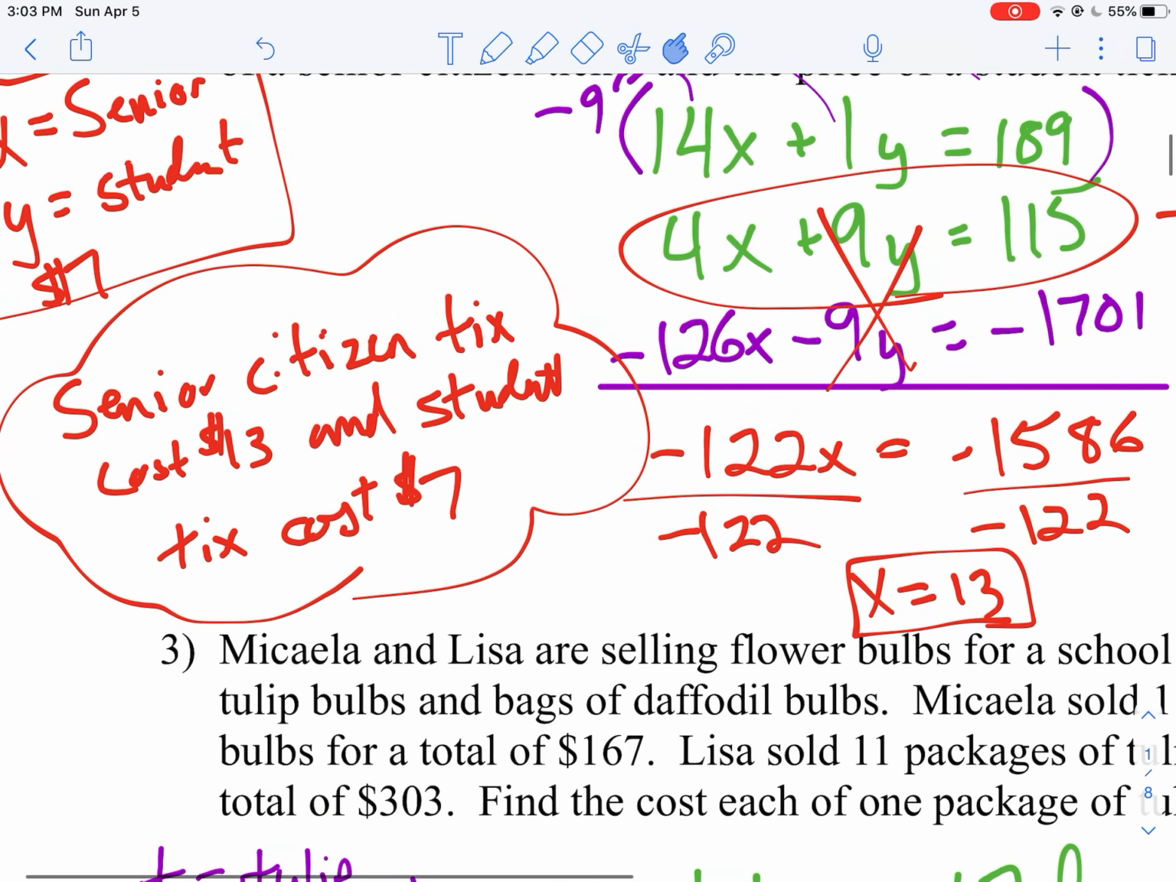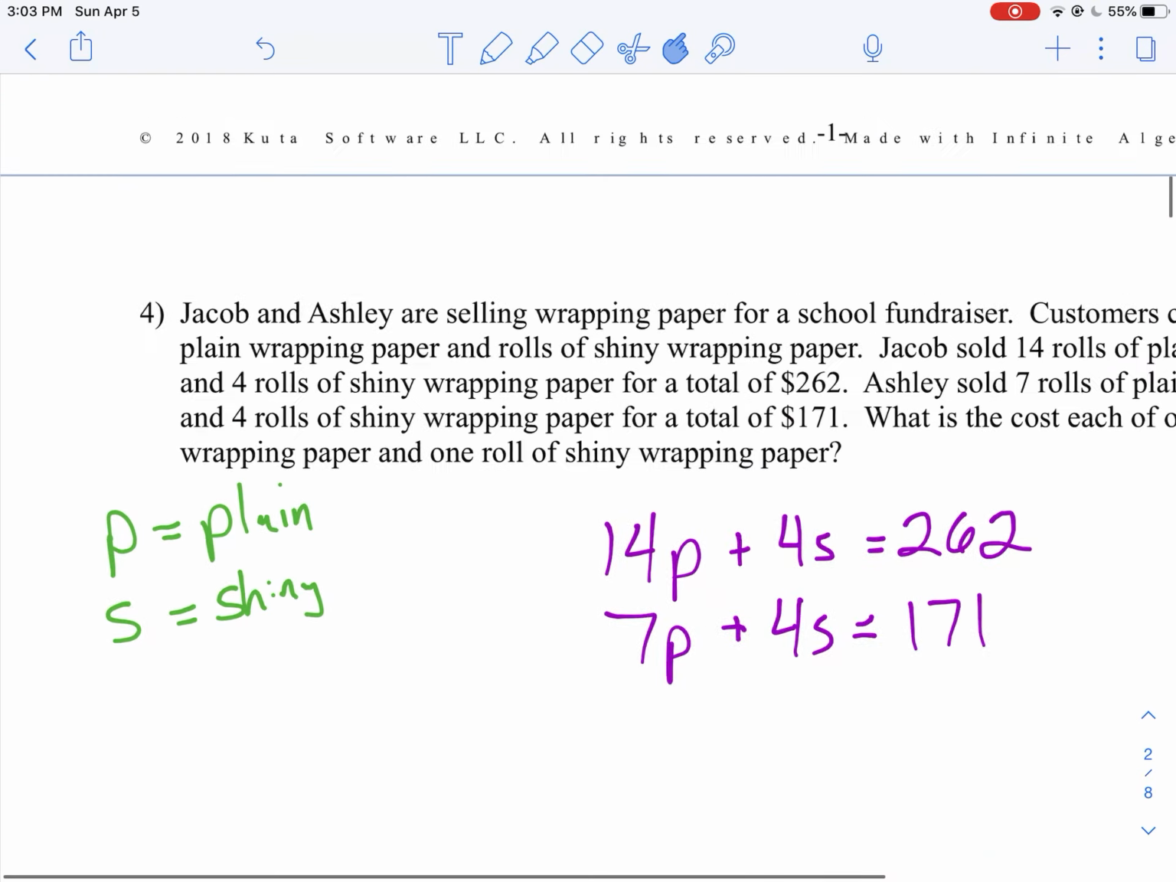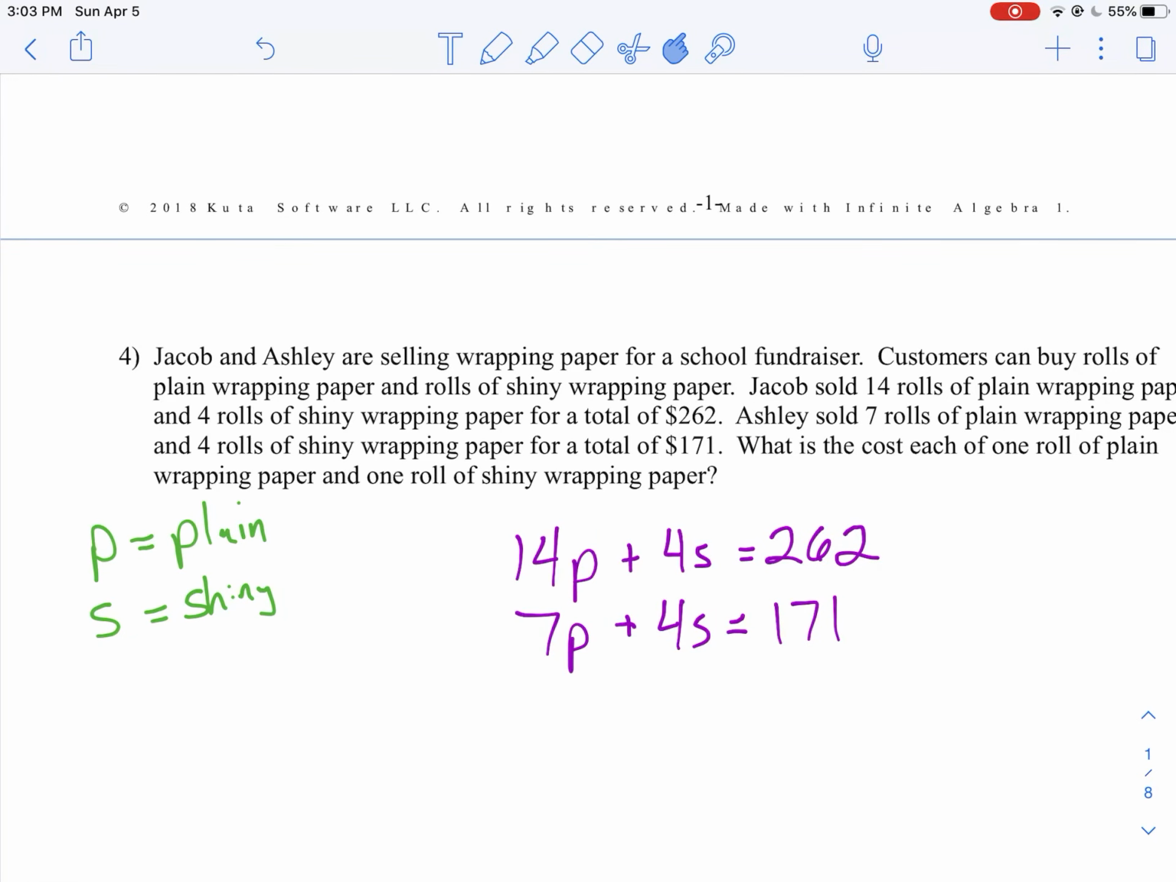As in, write your word problem answer: senior citizen costs, student costs. And they sell different things. We've got tulips and daffodils and wrapping paper, but it's all pretty much the same setup.